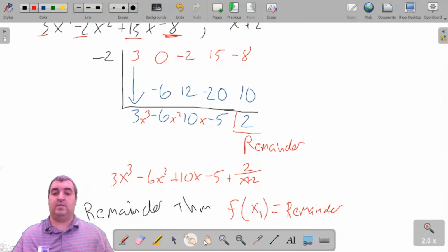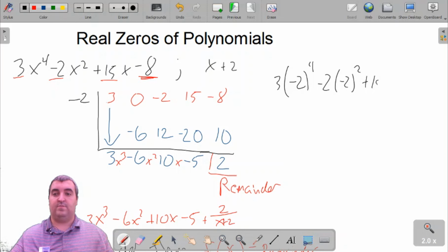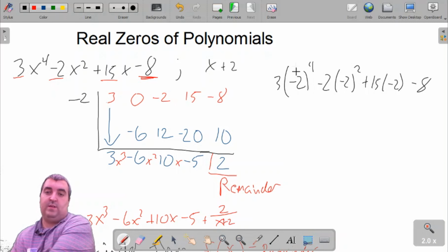So let's just see if that's what happens. Here, let's substitute in negative 2 into this function. So we're going to get 3 times (-2)^4 minus 2 times (-2)^2 plus 15 times (-2) minus 8. So let's simplify this.